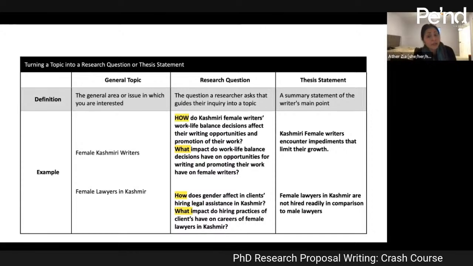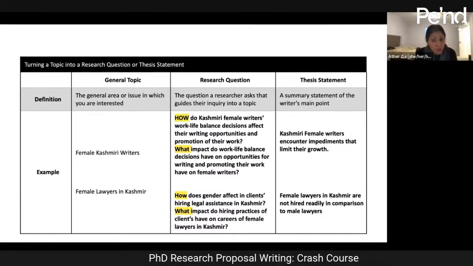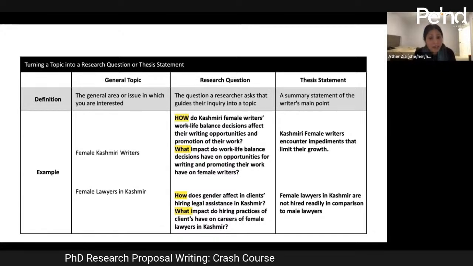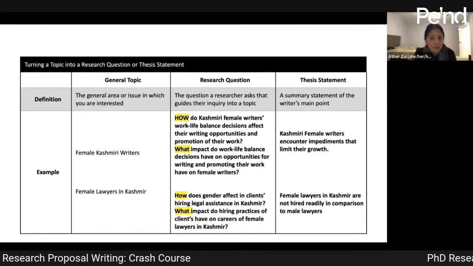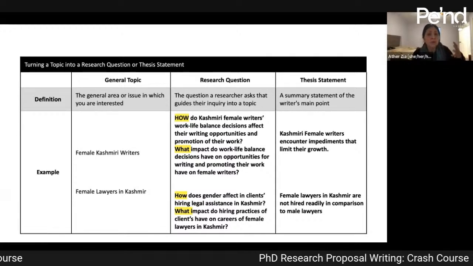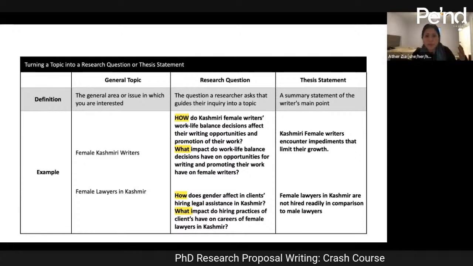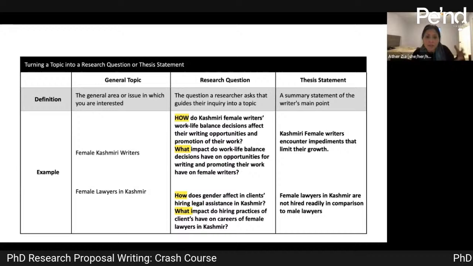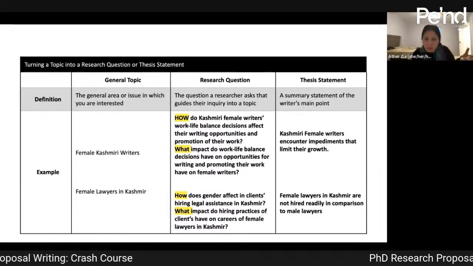So then another example could be, you're interested in thinking about female lawyers in Kashmir. The research question could be, how does gender affect clients hiring legal assistants in Kashmir? So you're looking at their careers, how do their careers develop? Who hires them and who doesn't? Do they have the full careers that they want to have as a lawyer inside this region?